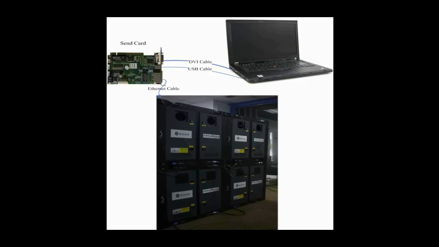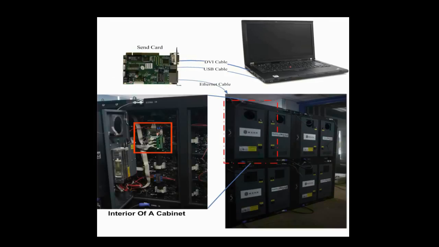DVI cables and USB cables are used to connect the control computer and the setting card. The DVI cable is for image data transmission, and the USB cable is for instructions and parameters. Receiver cards are connected to the setting card through Ethernet cable. In this video, we are going to illustrate how to configure a LED display with 4 cabinets and make it work. In every cabinet, there is a receiver card.